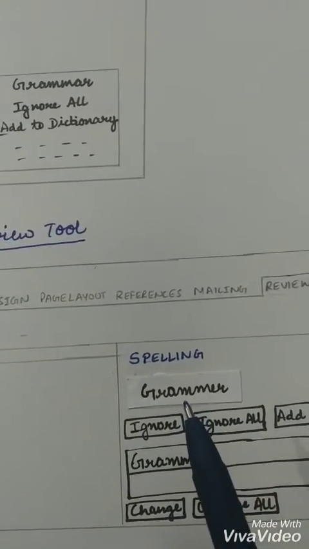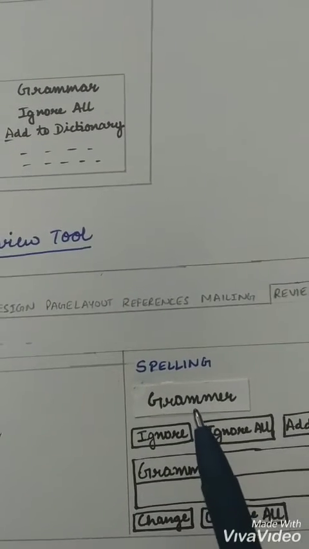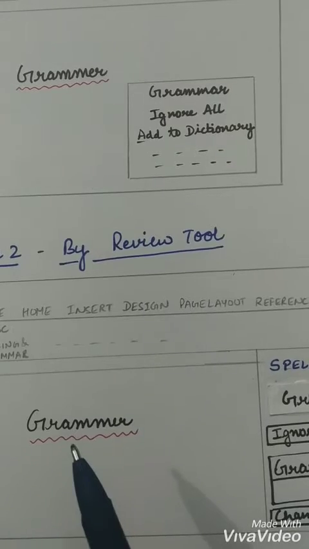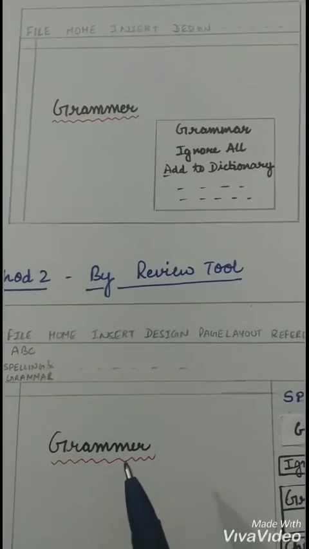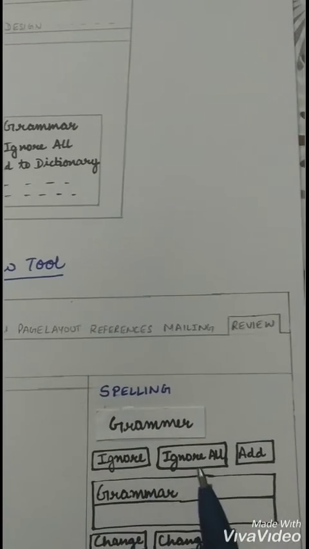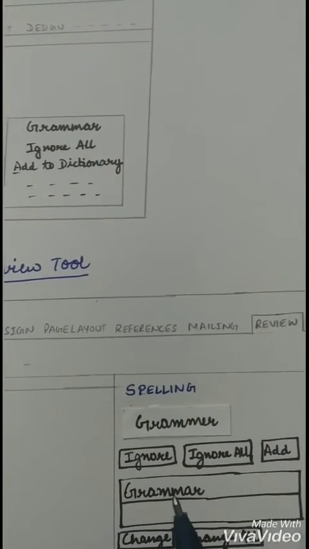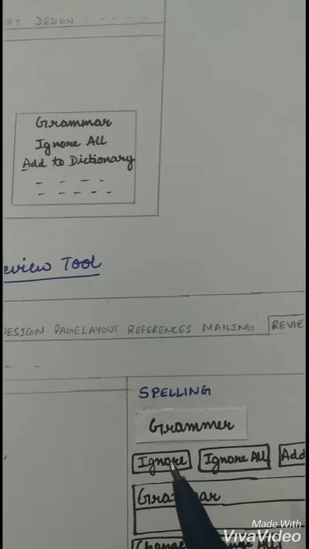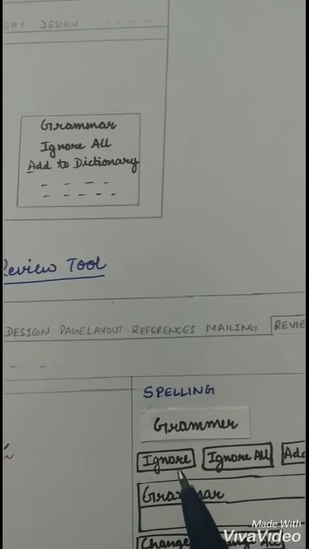And here, this wrong spelling will be displayed, under which the red wavy line has appeared. And there will be some options: ignore, ignore all, add, and the correct spelling, change all. If you want to ignore it once, you have to click on this.